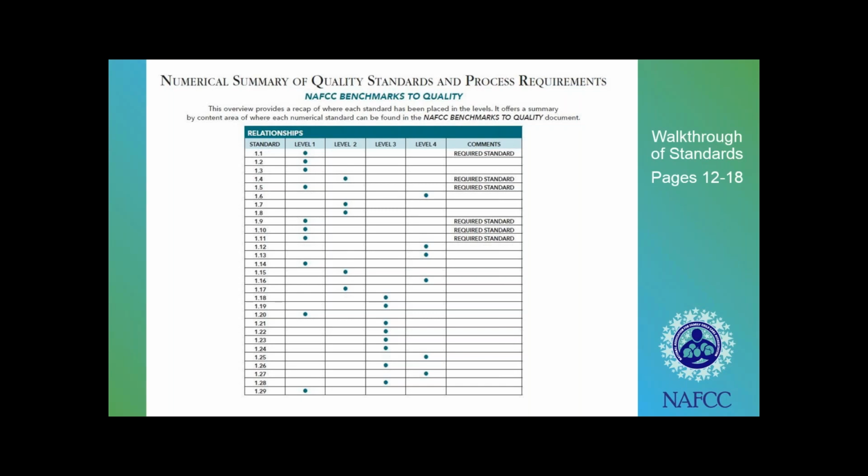When you are eventually observed, you will need to meet the required standards 100%. So all of them that have required standard written in the comments, you must ensure that you're meeting those standards 100%. All of the other standards that don't have a comment that says required standard on them, you will need to meet at least 90% complete. Pages 12 through 18 will go through all of the standards numerically, showing what level they're in, and then letting you know if it's a required standard or not.